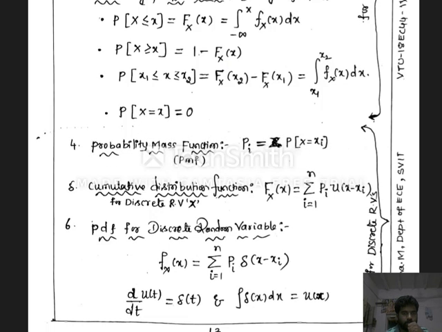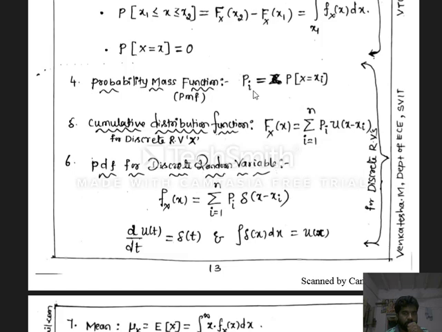Next, we have discussed the probability mass function for the discrete random variable. It is a probability associated with the discrete random variable, and we know that the sum of all the probabilities for any discrete random variable is always equal to 1. For discrete random variables, the cumulative distribution function is a function of the unit step signal u of x minus xi, and the probability density function is a function of the unit delta signal, also called the unit impulse signal. It is a train of unit steps, that is your CDF, and a train of impulse signals, that is the PDF of the discrete random variable.